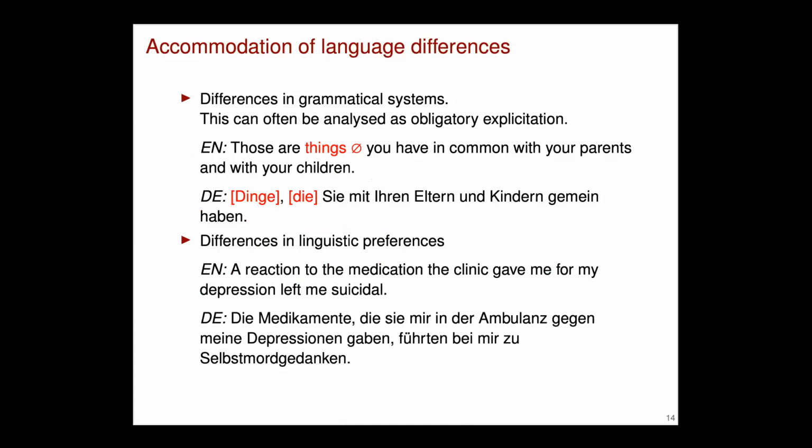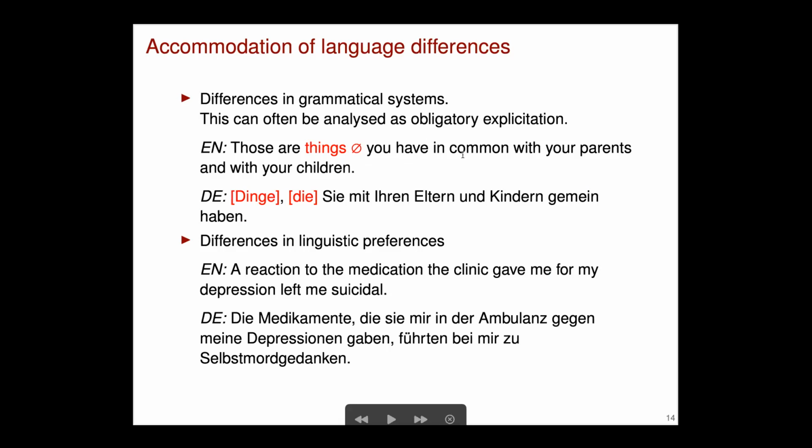Another reason for why coreference chains can be different across languages, that often actually overlaps with explicitation or implicitation, is the accommodation of systemic language differences. So if you have differences in the grammatical systems of the languages, then sometimes you need to add information. And in the translation studies literature, in fact, this is often analyzed as what they call obligatory explicitation. It's obligatory because the grammatical system forces you to do it. You can't get away without it, without becoming ungrammatical.